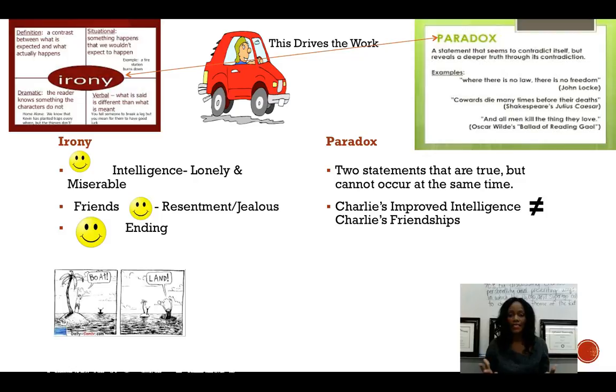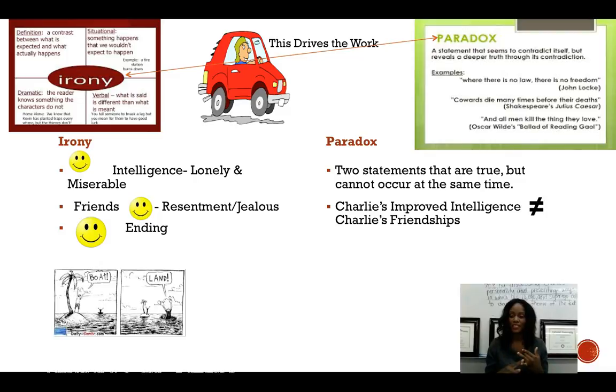Okay, so our last slide, I wanted to really touch on irony and paradox because it is so significant. This is really what drives the text. And so I wanted to point out some examples of irony. I gave you some different types of irony. There's situational, there's verbal, there's dramatic. Situational is where one thing happens and we didn't expect it, we didn't see it coming. Dramatic irony is where the reader knows that it's happening.